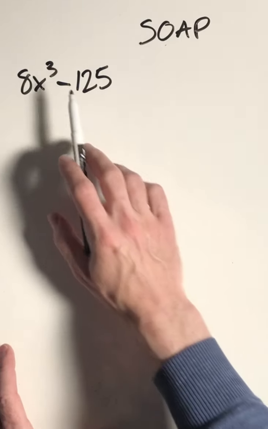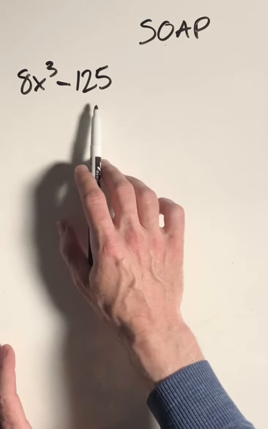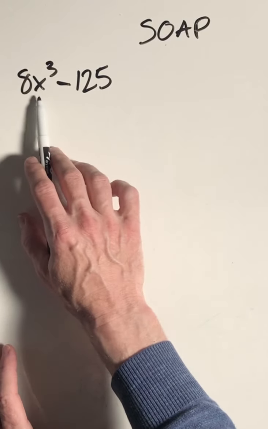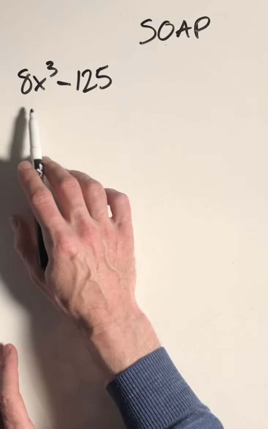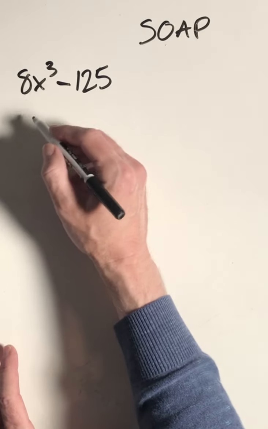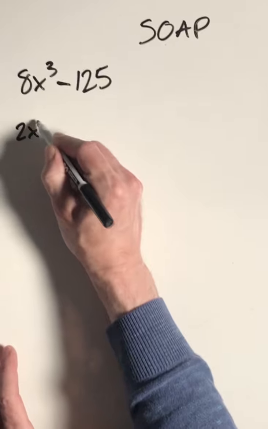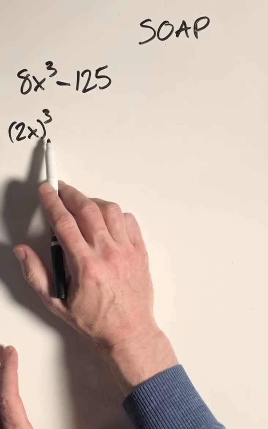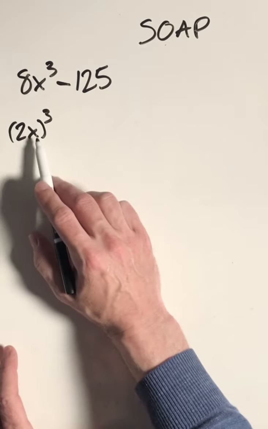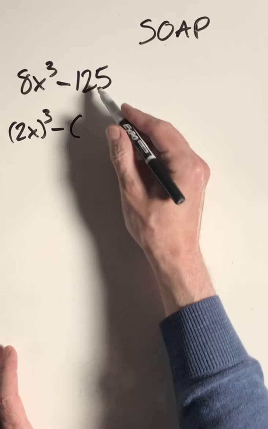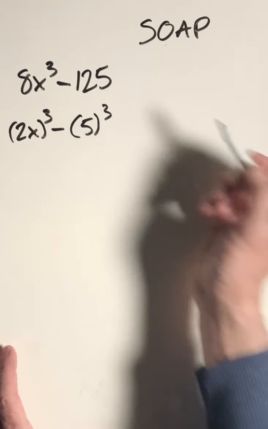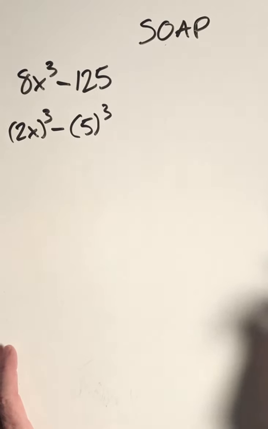We may also have a difference or sum of two cubes when one of them is a term cubed, not just a single expression. So in this case, when we have 8x to the third power, that's really taking 2x and cubing it. 2 cubed is 8, x cubed is x cubed. And we would be subtracting from there 5 cubed, because 125 is 5 to the third power.